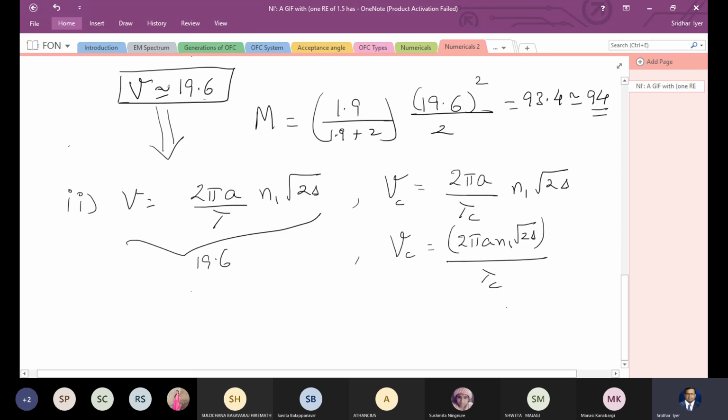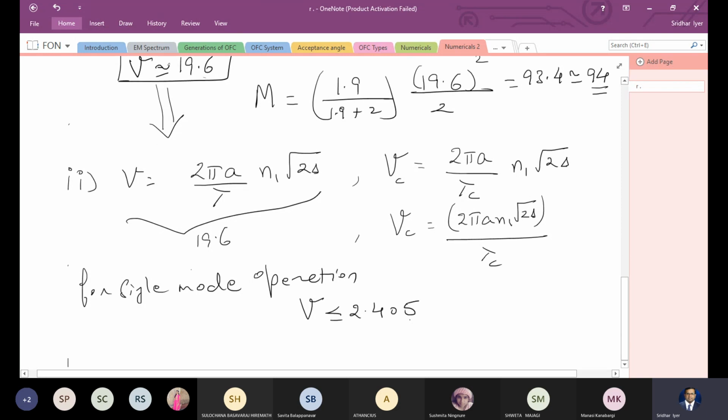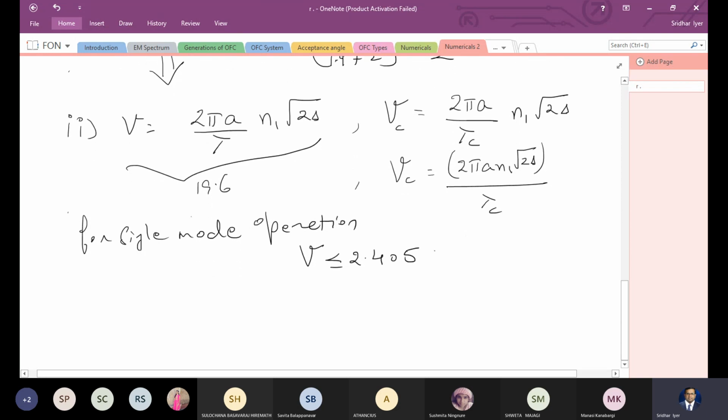Now, for single mode operation, we know that V must be less than or equal to 2.405. And so we are going to take this as V equal to 2.405. And in this example, we are calling this the cutoff normalized frequency. So I'm going to divide V and VC.